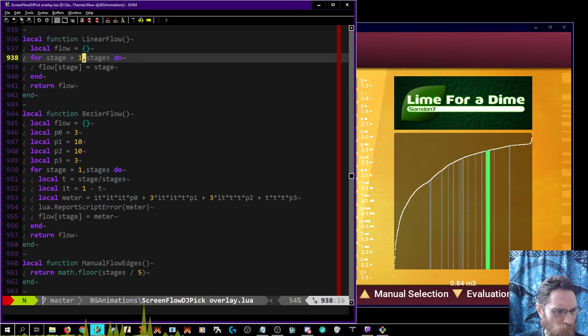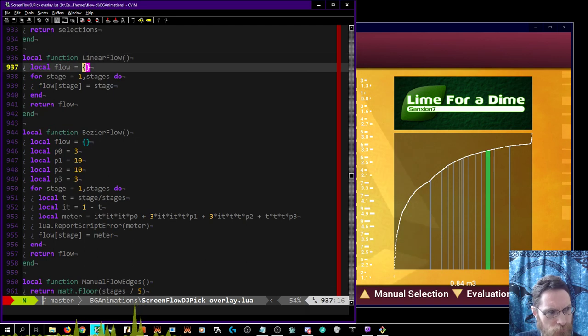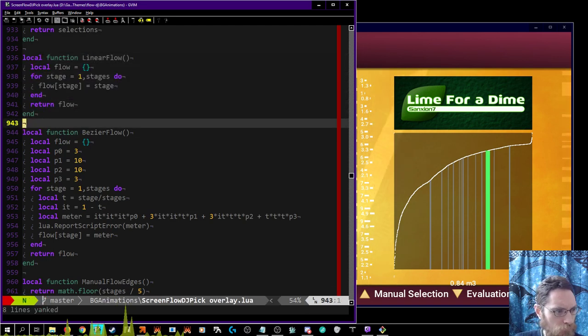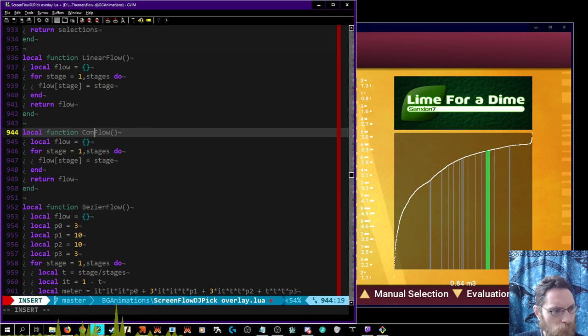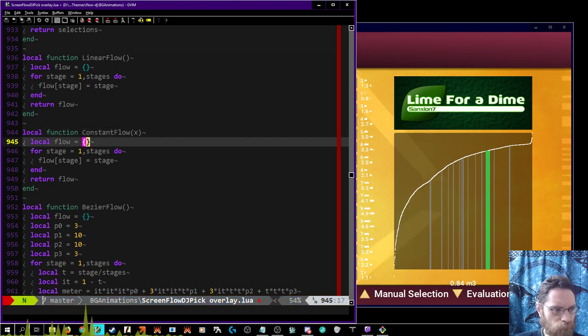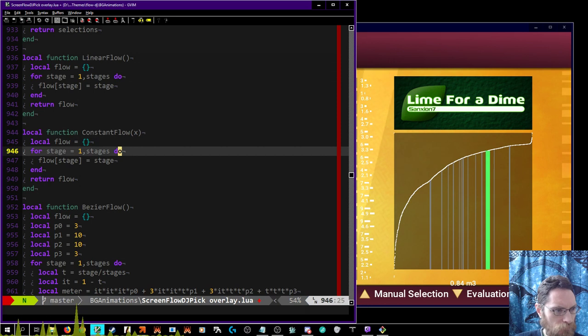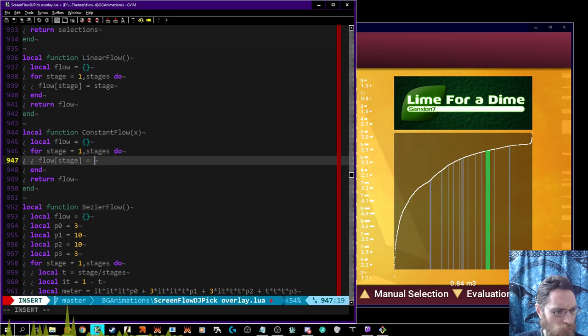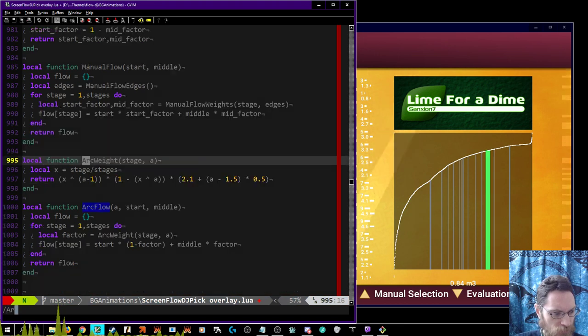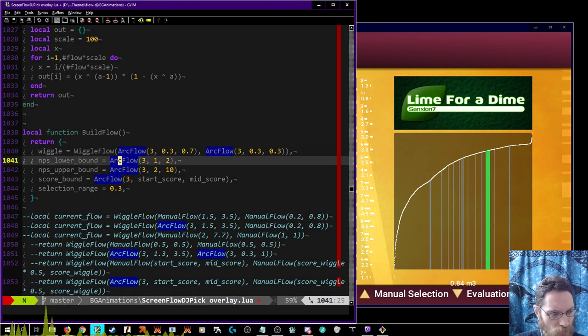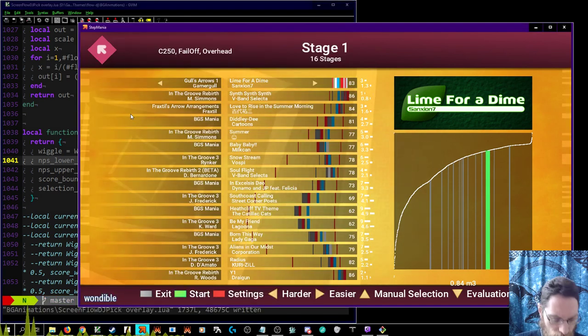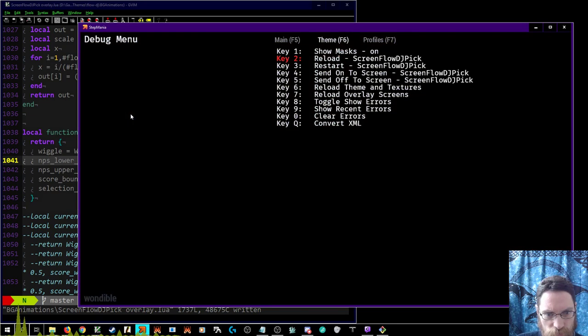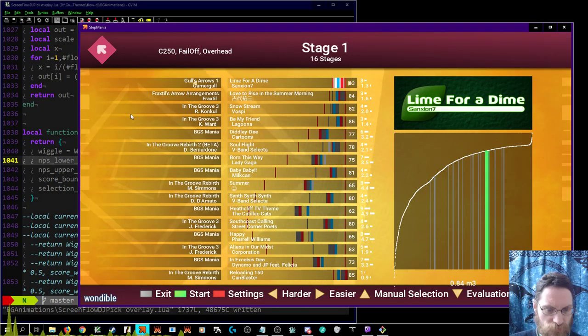Might be interesting to play with that again. I don't seem to remember getting good results out of it before. Constant flow for stage to stages, stage equals x. And we want lower bound to be constant flow 1. Just to simplify things.